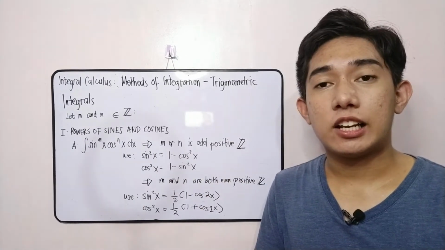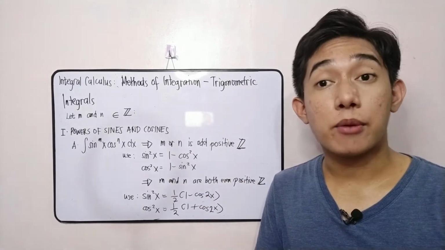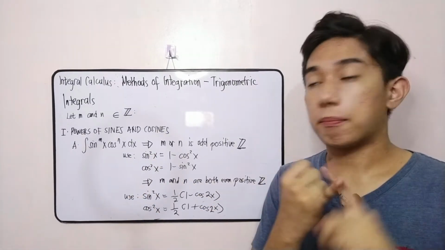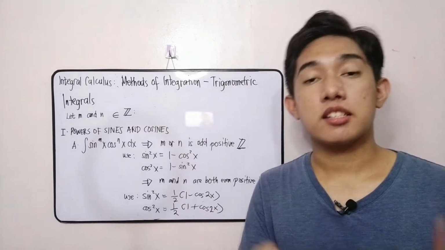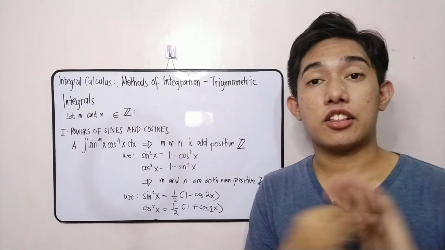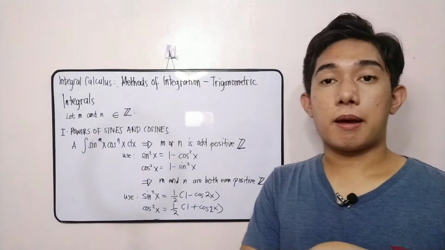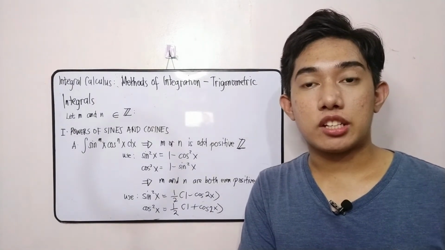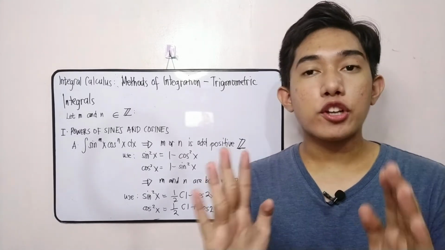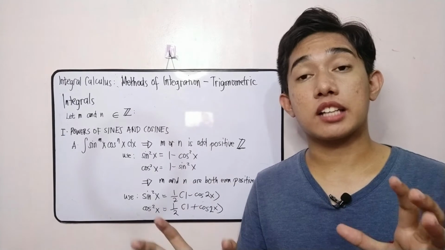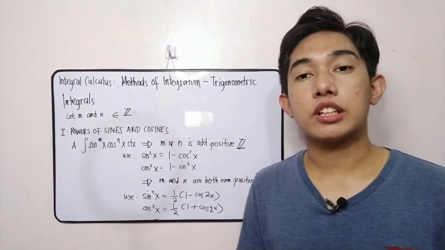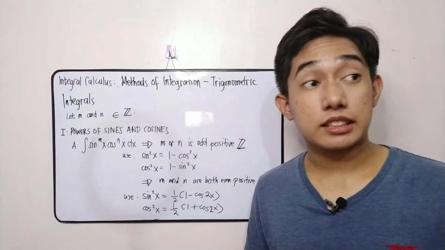This is really a long topic, but I will try my best to shorten this one and to be concise. First is the powers of sines and cosines. Second one is the products of sines and cosines. And the third one is the powers of tangents, cotangents, and secants. For this video, we will just discuss our first section. For the next video, we will proceed to the next section.